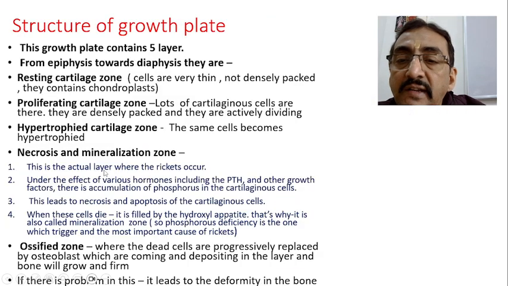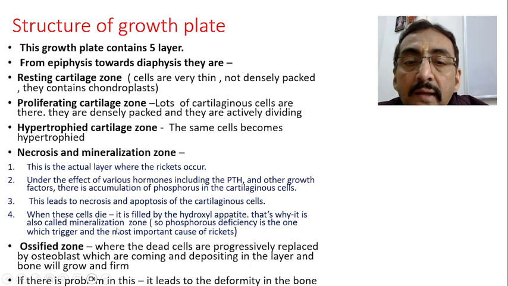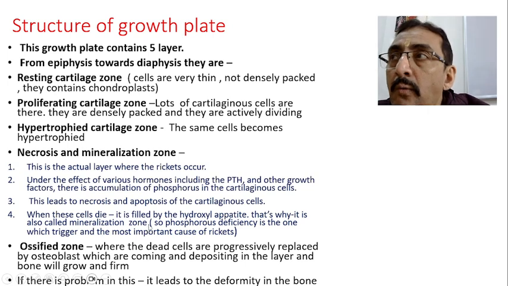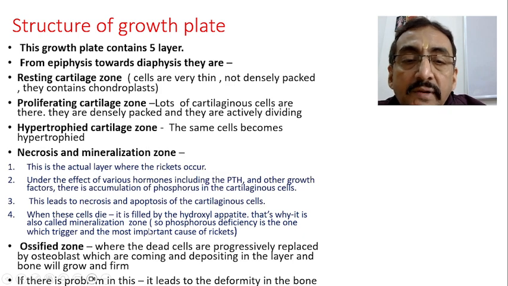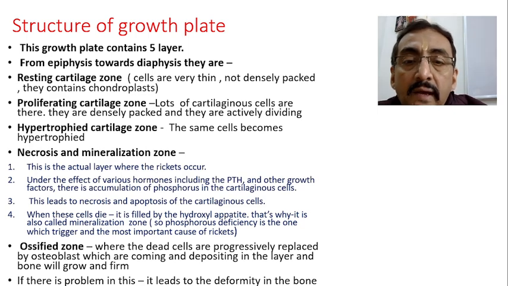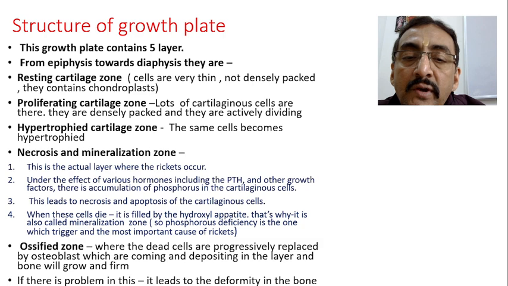What happens next is that when these cells die, the free area is filled by hydroxyapatite. That's why it is also called the mineralization zone. And so phosphorus deficiency is one of the major causes which can trigger, and the most important cause of, rickets.